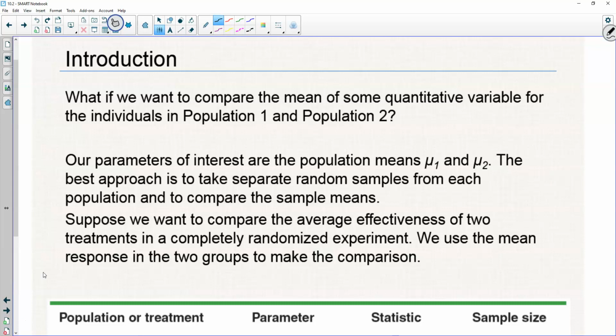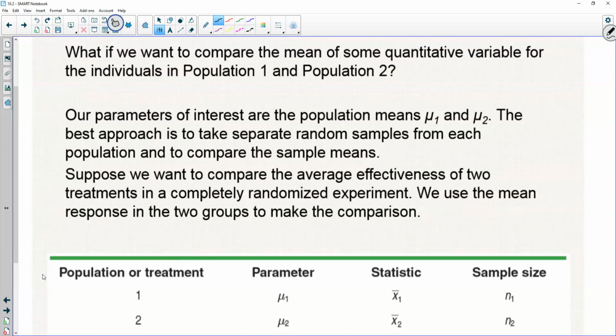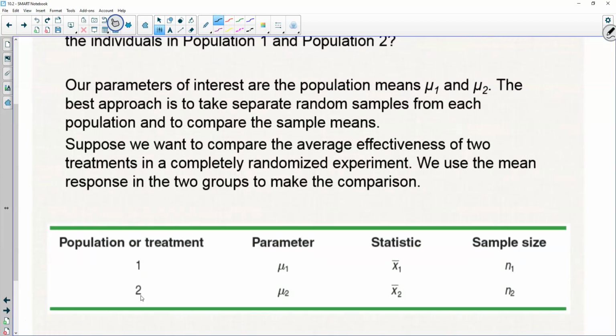So what if we want to compare the mean of two different populations? Similarly to how we did this with the proportions, we're going to have to label each parameter, statistic, and sample so we know which one is which when we are organizing ourselves in our work. So for population 1, you're going to have mu1 for the parameter, x bar 1 for the statistic, and n1 for sample size. Same thing with 2 all the way across, making sure that we label appropriately.